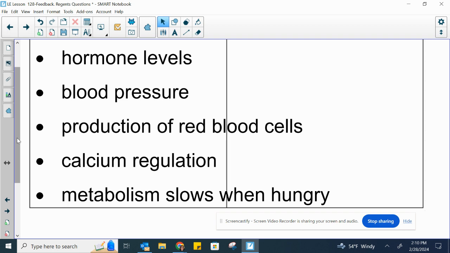thinking about when you're hungry, your metabolism slows down. So you may have to do a little Google research. You can draw some diagrams, you can write down some words. It's okay if you are talking through this with your table partner, but I just want you to think about some of these other ways that feedback mechanisms are used to maintain homeostasis. Feel free to pause this until you are ready to move on.